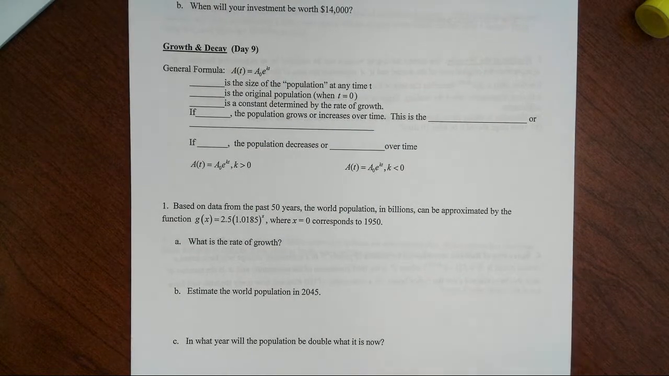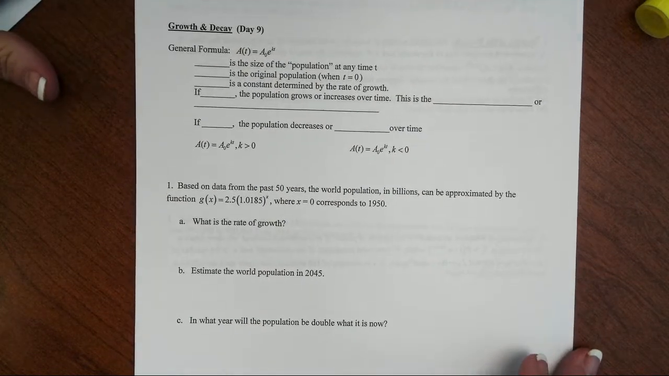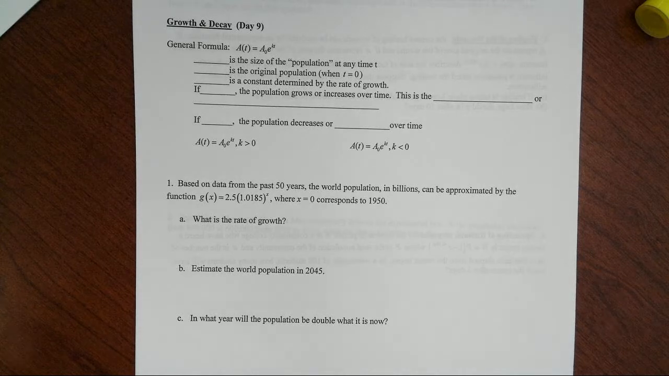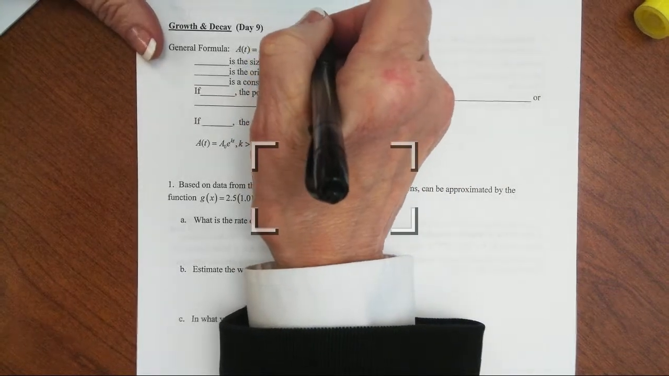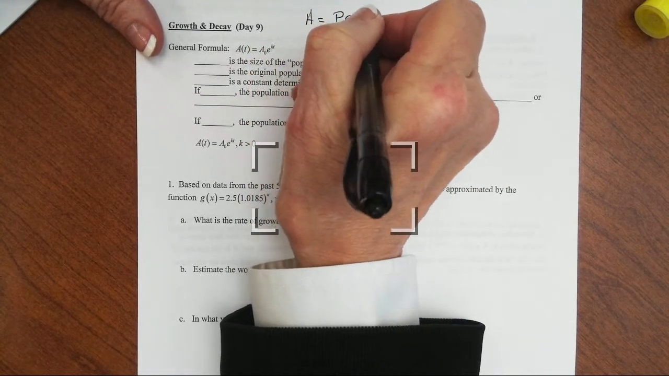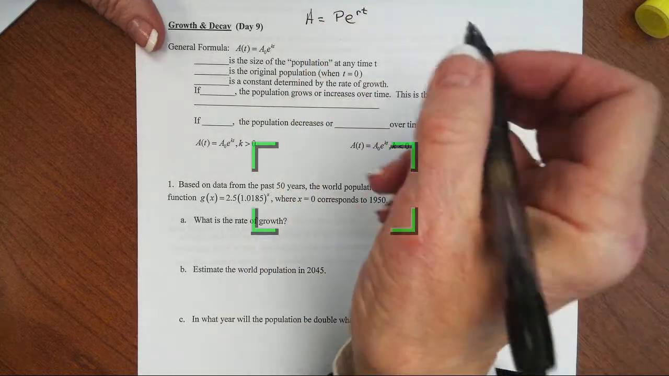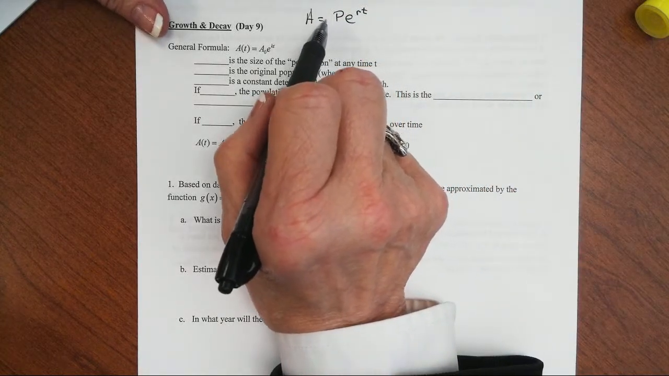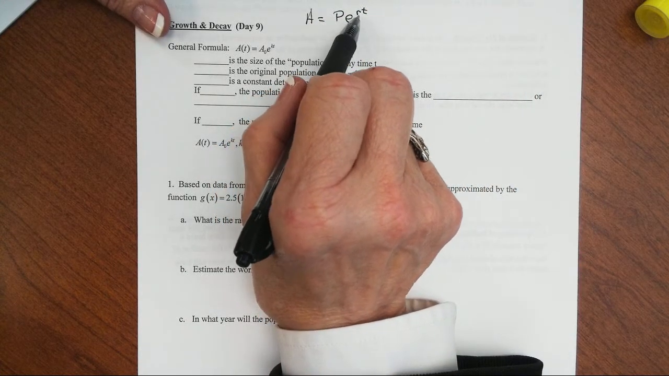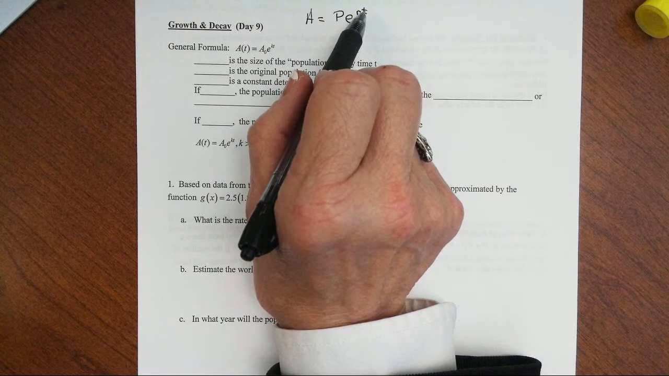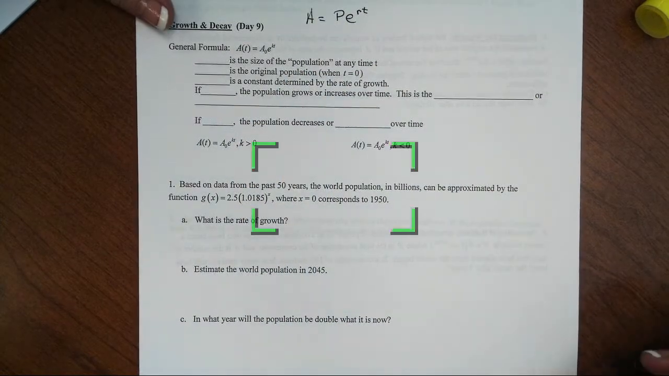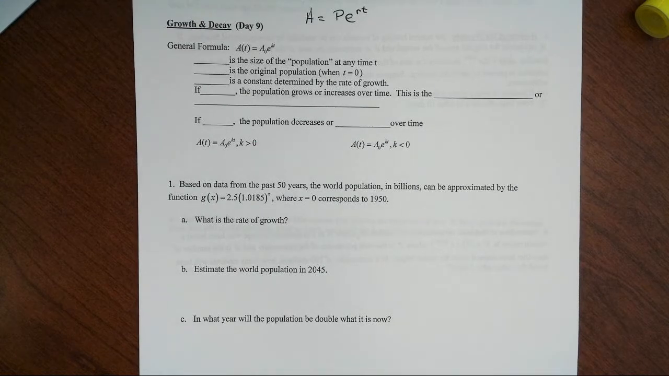Today we're doing some more applications of using exponential functions. We're going to use the same formula as the PERT formula. If you'll recall, A is equal to P e to the r times t. P is the beginning amount, A is the ending amount, and r is the rate of growth or decay or whatever it is, times the amount of time in the exponent.